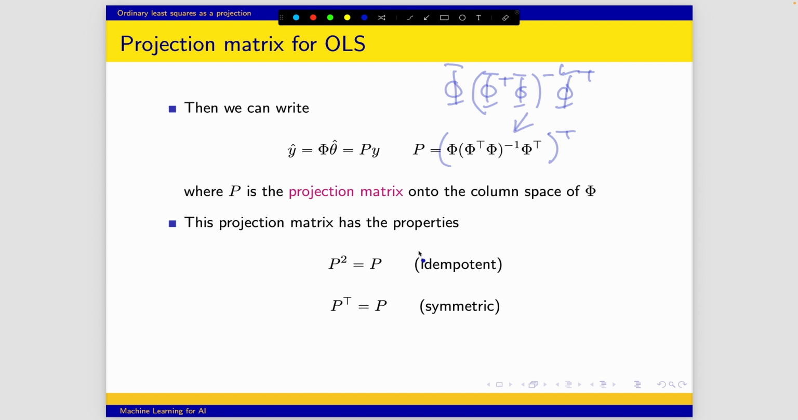And that's it. So this is the viewpoint of OLS, ordinary least squares, as a projection of our vector of targets Y onto a subspace, and that subspace is the image space of our design matrix, or equivalently the column space of this design matrix.